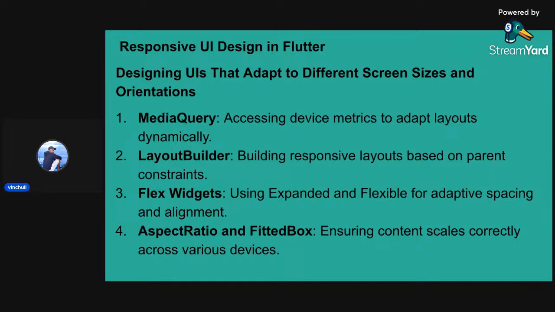Also use layout builder. It builds layout based on the parent constraint. So it means that it's going to render a widget based on the type of device, the way the screen is. Let me say it's like a smartwatch. Using a layout builder, it gets the layout of that device and renders elements based on that layout. Then you have the flex widget, the expanded widget. This means they adapt to the spacing and alignment.